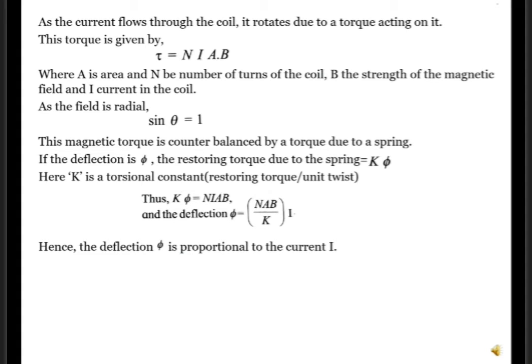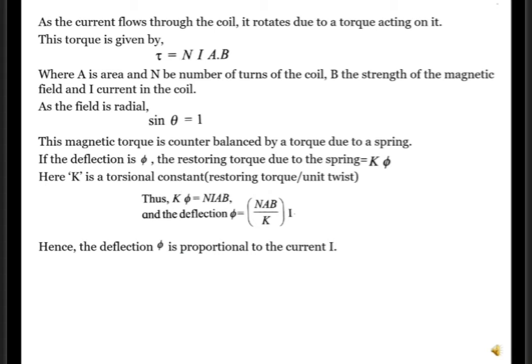This torque is given by the equation τ equal to NIAB. Here, A is area of the coil, B is the strength of magnetic field, N the number of turns of the coil, I is the current in the coil. Sin theta equal to 1 as the field is radial. This magnetic torque is balanced by a counter torque due to a spring so that a fixed steady current I in the coil produces a steady angular deflection phi.